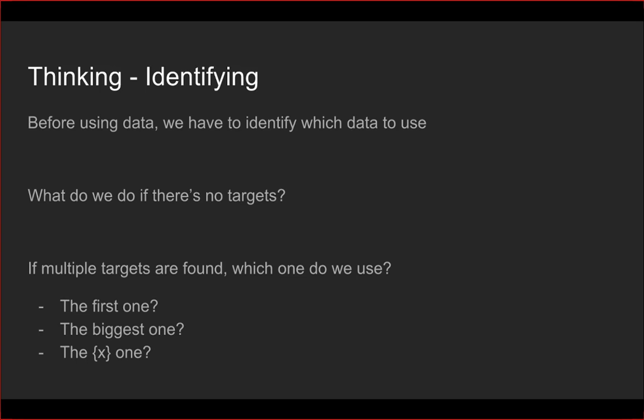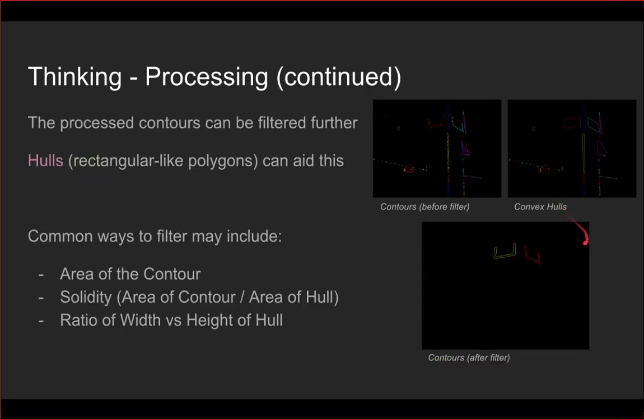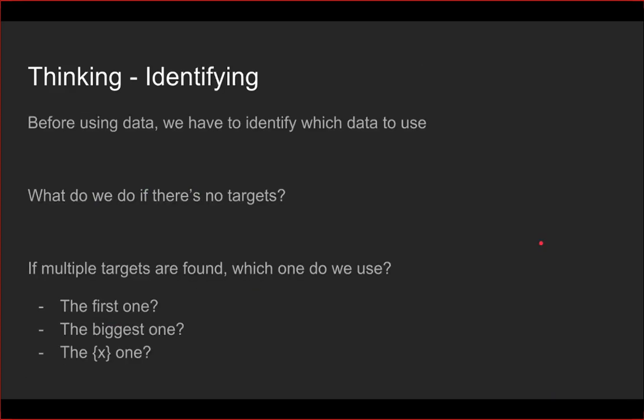Moving on. So now that we've processed our data, so we converted it to something which we actually care about. So in this case, these two images, each of which is a contour. So the two targets that we found. We have to identify which one of these we want to use, because our robot isn't Schrodinger's cat. We can only align to one of them at a time. Which one do we choose?